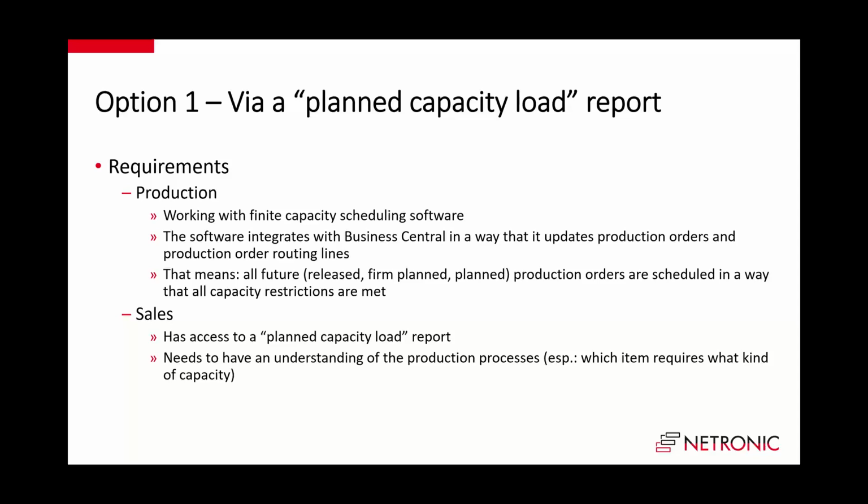And then if they combine this knowledge with information about when capacity is utilized, they can look at the capacity plan and say, okay, we have free capacity again in 5 weeks, so maybe we can deliver in 7 weeks, something like this.